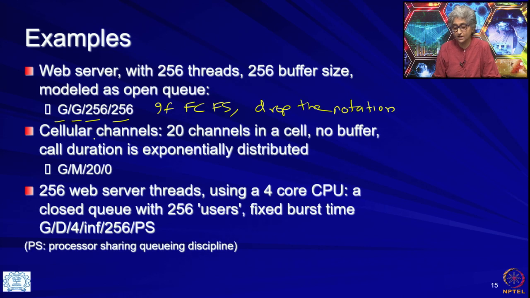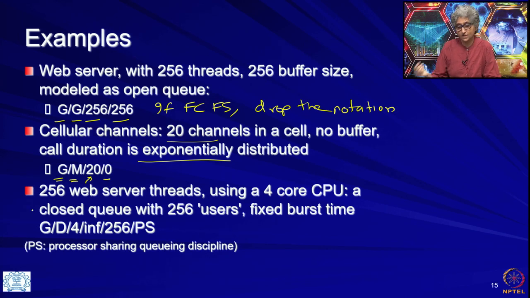Then we have the cellular channels. Suppose there are 20 channels in a cell, with no buffer, and call duration is exponentially distributed, and we are not making an assumption about the inter-arrival. So that is G/M/20/0, where the number of channels is 20 and buffer size is 0.